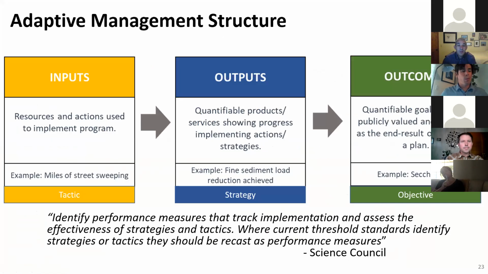If you think about the screen right now, this notion of there are actions that we do, these are inputs, there are the expected impacts of those actions, which we measure to assess the effectiveness of those actions. Those are outputs. And then ultimately there's the outcomes, which are our threshold standards.